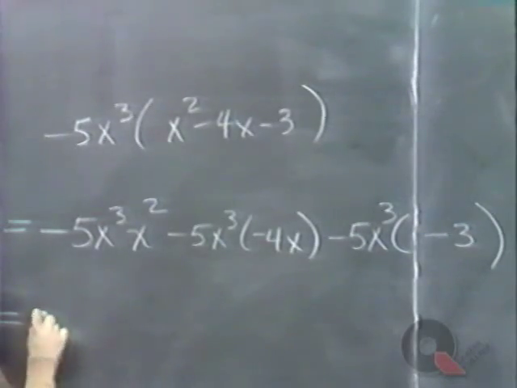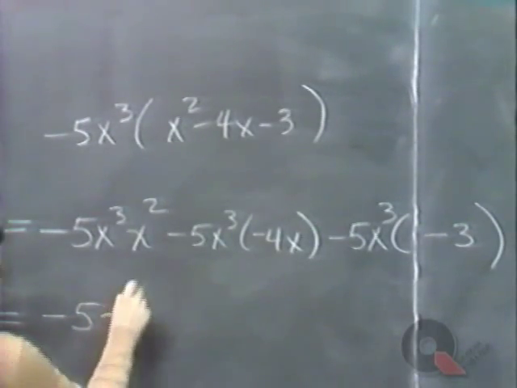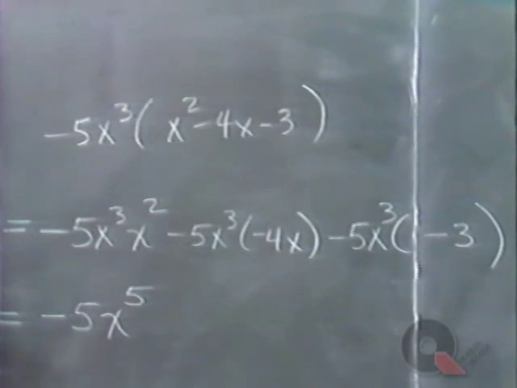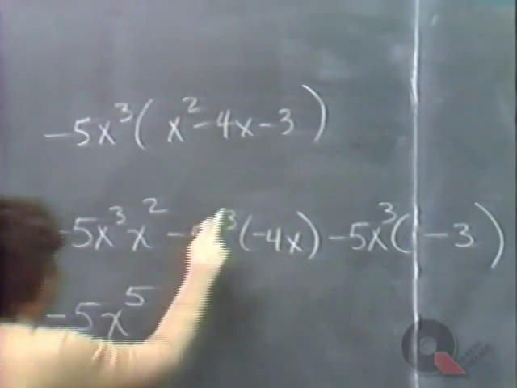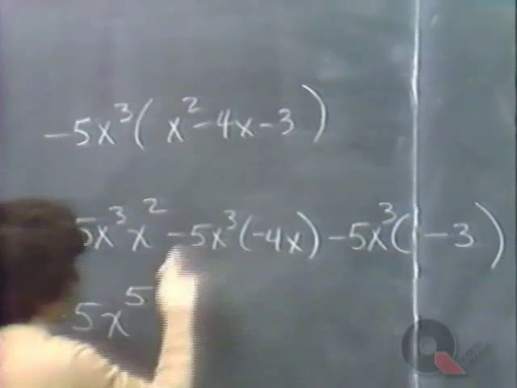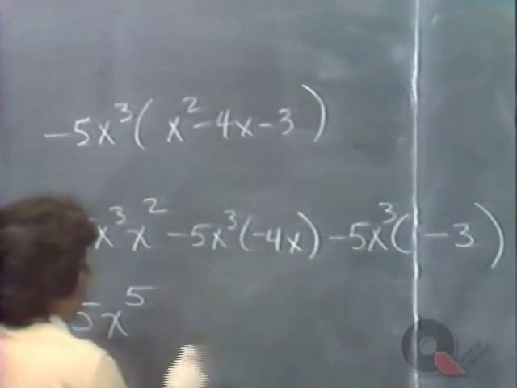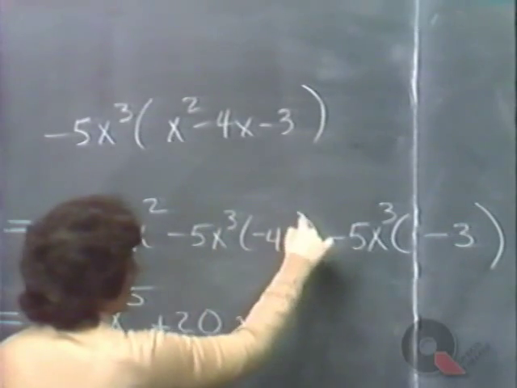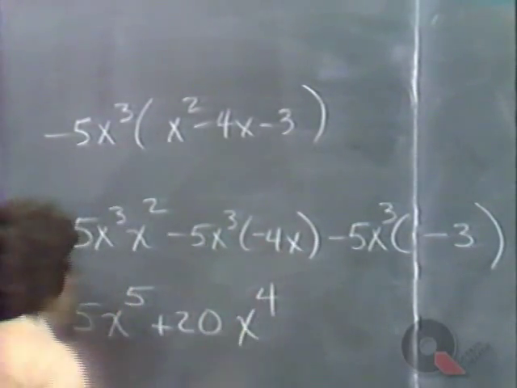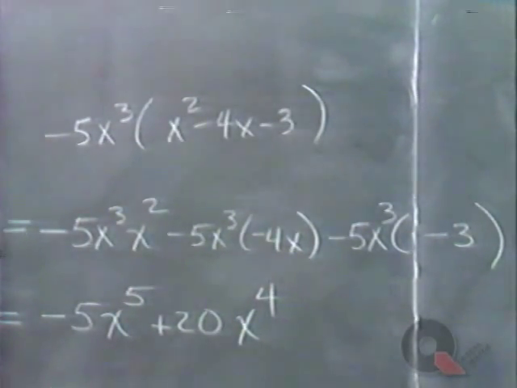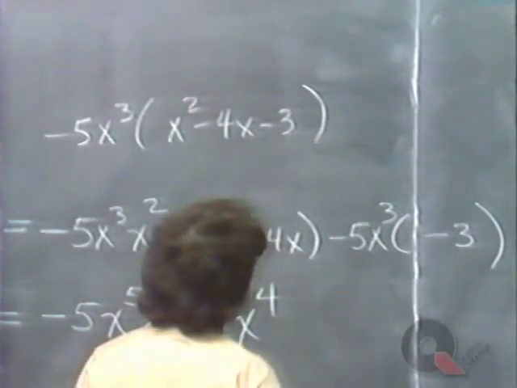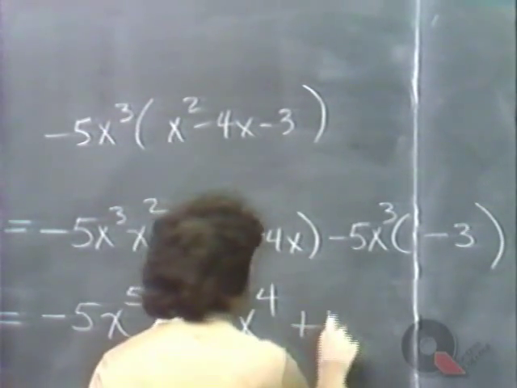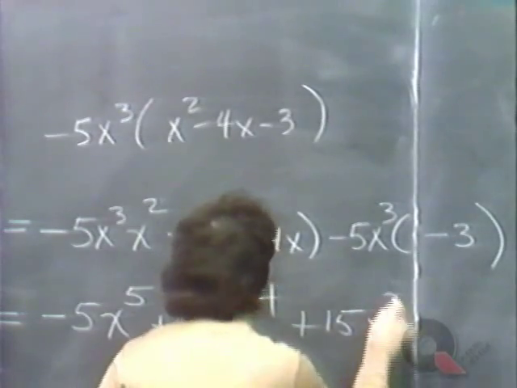So this first one gives us minus 5x to the 5th power. We're adding the powers here. Minus 5x cubed times minus 4x, we rearrange it, so we have minus 5 times minus 4, which is plus 20. x cubed times x to the first, that's x to the 4th. So plus 20x to the 4th. Minus 5x cubed times minus 3, that's plus 15x cubed.